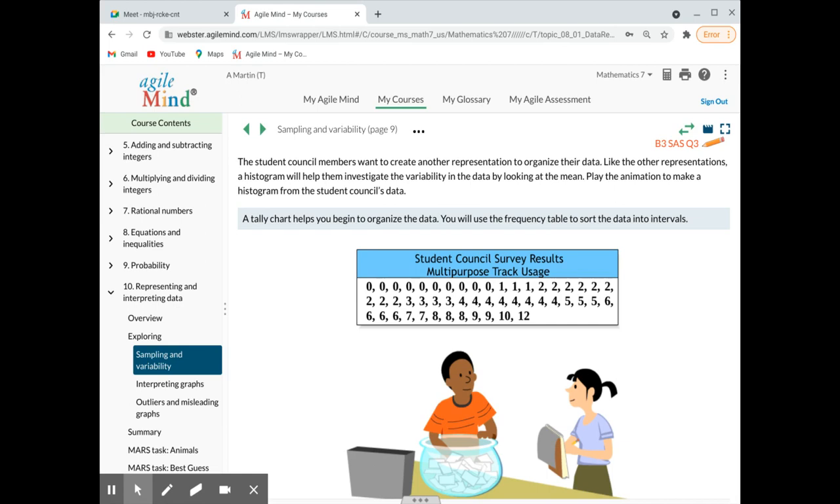Now, we are going to be creating a histogram in our workbook, and I believe that's on page 320 in your workbook. So if you do not have a workbook, I want you to get a sheet of paper, and I want you to focus on our frequency and our interval range. And I want you to focus on creating a histogram with the same information that we're going to have, okay?